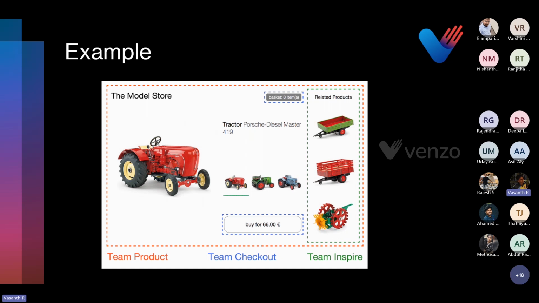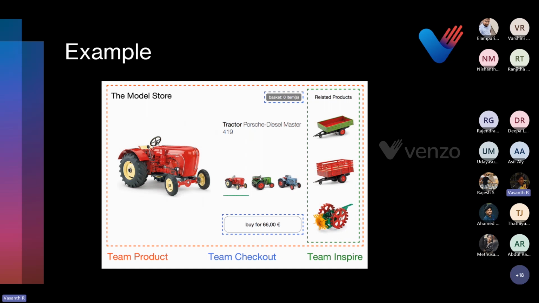If you see the image here, there are some dotted squares we have marked. We have some components circled in blue dotted lines. Those components correspond to the team checkout. The segments encircled in green dotted lines belong to team inspire, and the entire page belongs to team product. So it's a small example of a micro application.